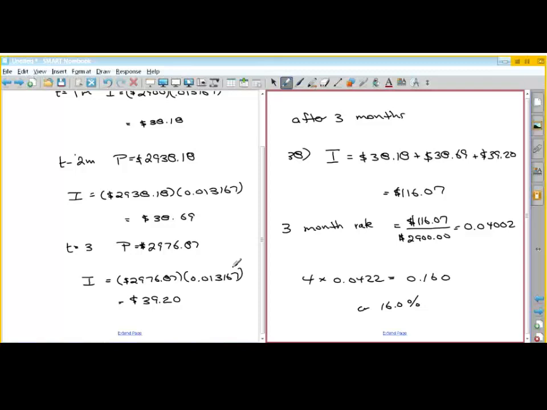Now if I just took my original interest rate, which is 0.013167, and I multiply that by 12, I get 15.8%. So it's only slightly higher. Okay. I think that's it. Yep. So for 38, the answer was 116.07, and for 39, the answer is 16%.